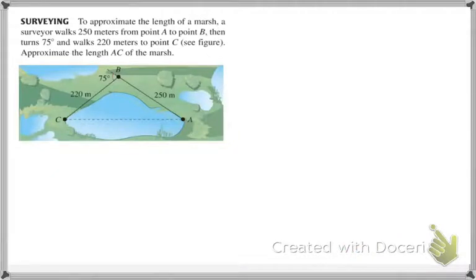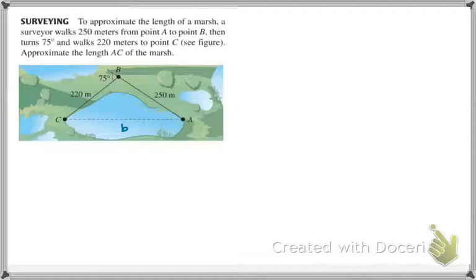We've got surveying. So to approximate the length of a marsh, a surveyor walks 250 meters from point A to point B. So he's walking straight. And then at point B, he has to turn 75 degrees. And then he walks 220 meters to point C. And we have to approximate AC in this diagram. So the triangle is already labeled, so I'm just going to go ahead and continue labeling this. ABC is labeled. I'm looking for the length of AC, which is really little b, the side opposite angle B.